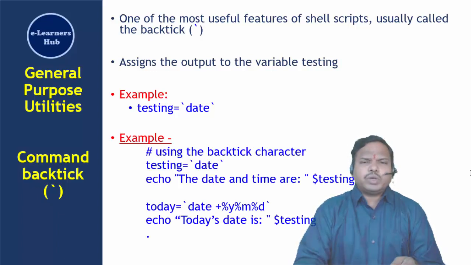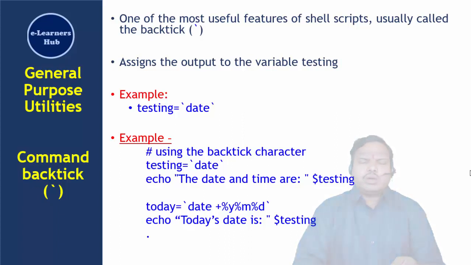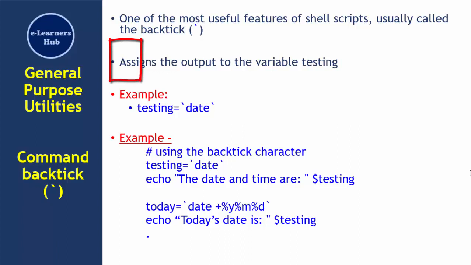Here we can see the same example, the testing variable in which the date command is stored, and with the help of echo we can use this variable to display its value. In this case we are using the echo command. The date and time are in double quotes and we specify the variable name. Whenever we want to display the value of a variable we use a dollar sign. This is why in the echo command we are using a dollar symbol to display the value of the variable testing.